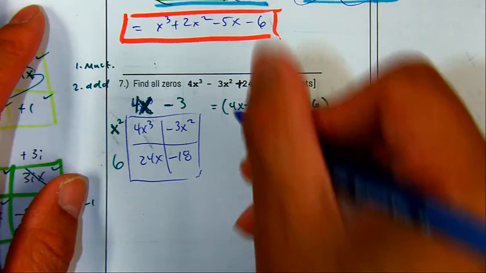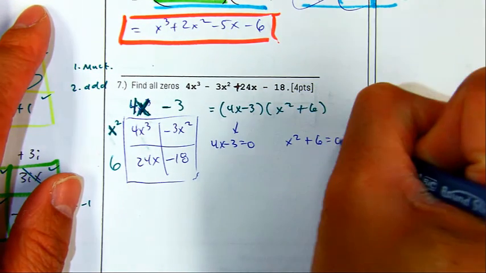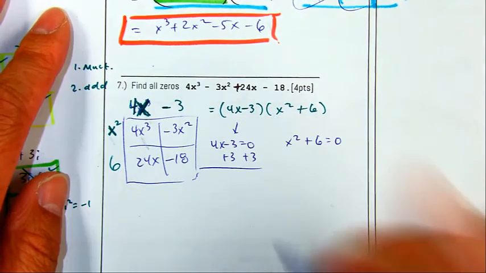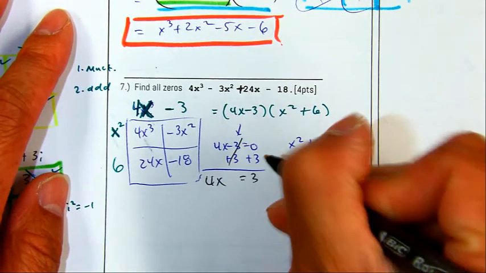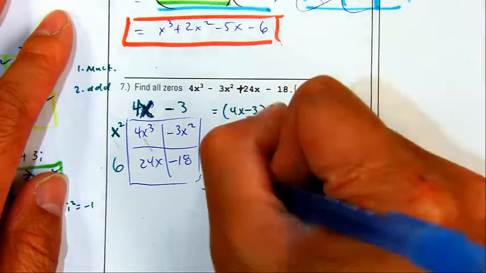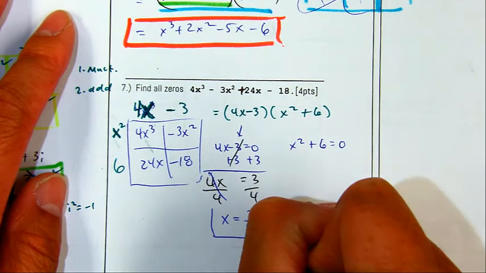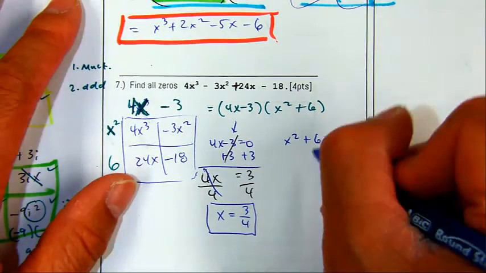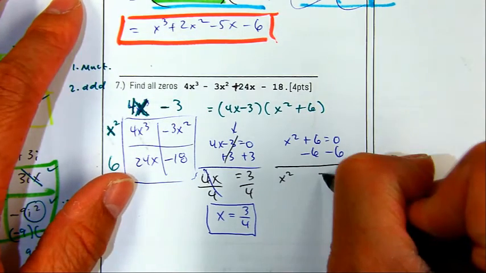Okay, from there I'm just going to set that both equal to 0. 4x minus 3 equals 0. And x squared plus 6 equals 0. And so I'm just going to solve here, so I'm going to add 3. You get 4x equals 3, and divide by 4. X is equal to 3/4. And over here we need to subtract 6. X squared equals negative 6.